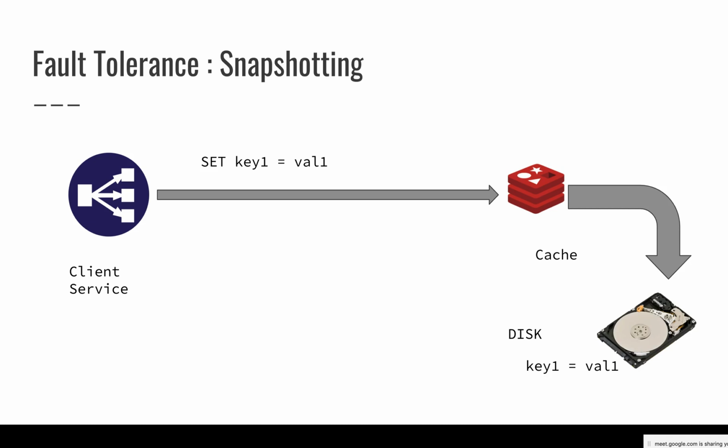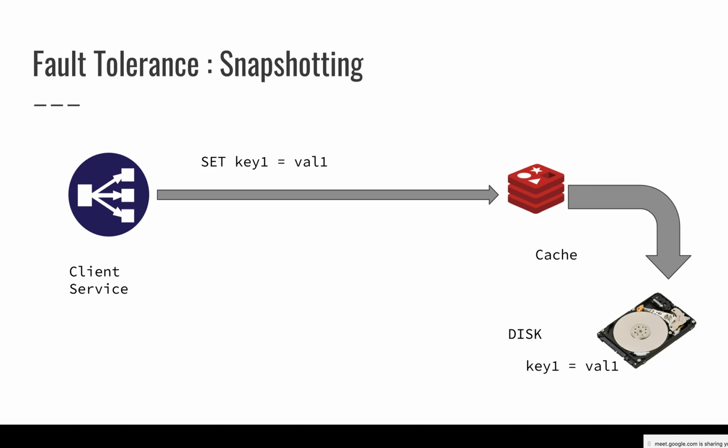Second strategy is called snapshotting. Snapshotting simply means that since cache is a RAM based storage or a volatile memory based storage, at regular intervals of time, you take a copy of all the data that is present in cache's memory and persist it into a permanent storage like disk, kind of similar to taking regular backups of the data present in the RAM's memory.